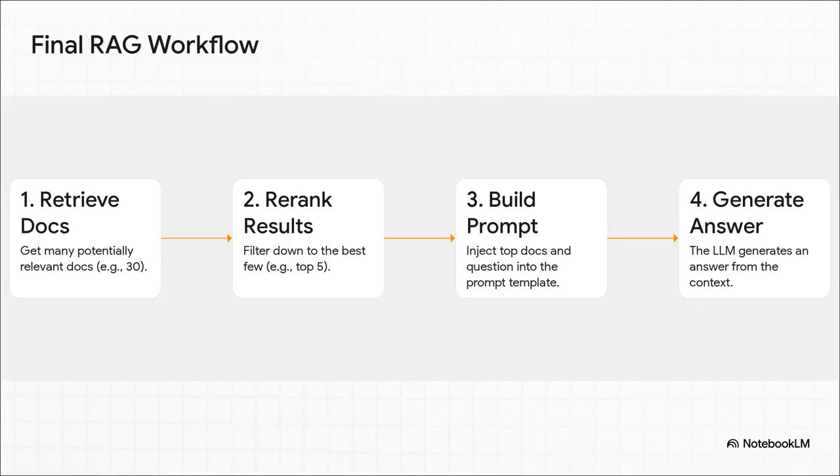So here it is, the whole workflow from start to finish. Step 1, the retriever casts a wide net, maybe grabs 30 potentially relevant docs. Step 2, our re-ranker comes in and acts like a filter, narrowing that down to the absolute best 5. Step 3, those top 5 gems get injected right into our prompt. And finally, step 4, the LLM takes that perfectly curated evidence and generates a beautiful, high-quality answer.